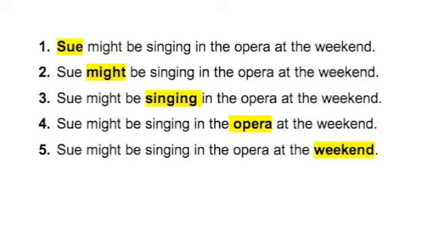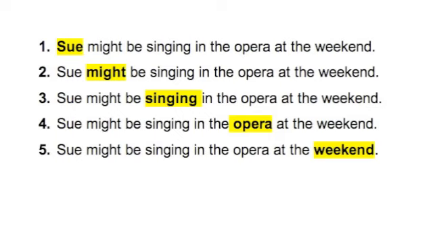Sentence number 4. The opera, not the theatre, not the street, not the party. Sue might be singing in the opera at the weekend. There I really raised my voice as though I was surprised by this fact. Sue might be singing in the opera at the weekend. That's kind of like, wow, isn't it fantastic for Sue? Sue might be singing in the opera at the weekend. It's unexpected. And sentence number 5, not tomorrow, not tonight, not next week, weekend.